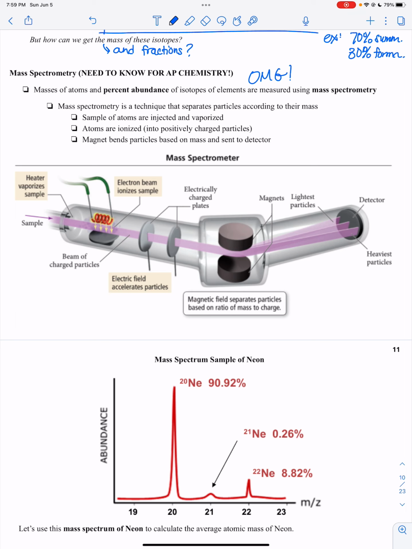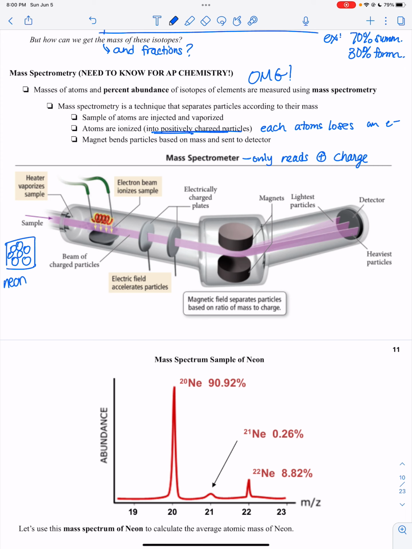A sample of atoms is injected and vaporized. Let's say I have a sample of neon here. It's injected. Atoms are then ionized into positively charged particles. So each atom loses an electron to become positively charged. The mass spectrometer only reads positive charge, so anything negative is not going to be read in the detector of the mass spectrometer.